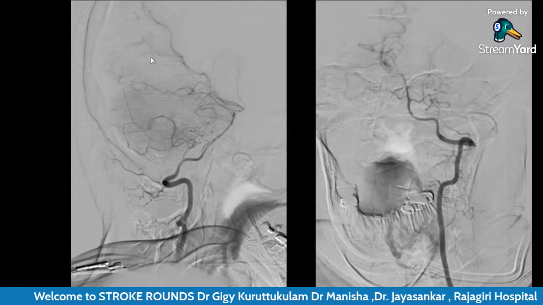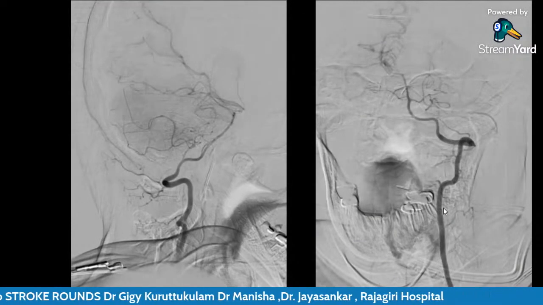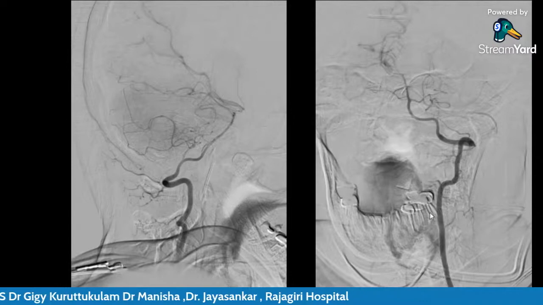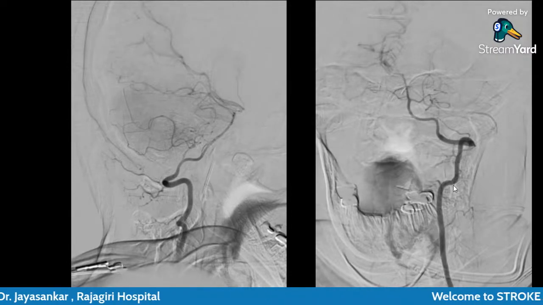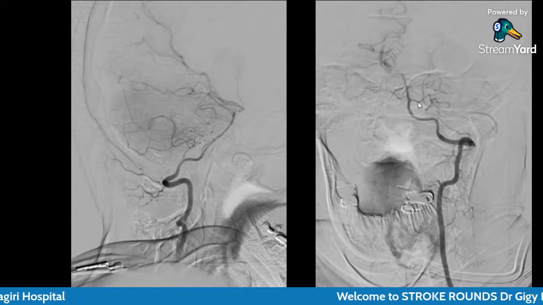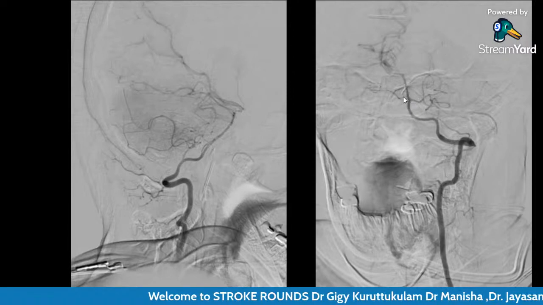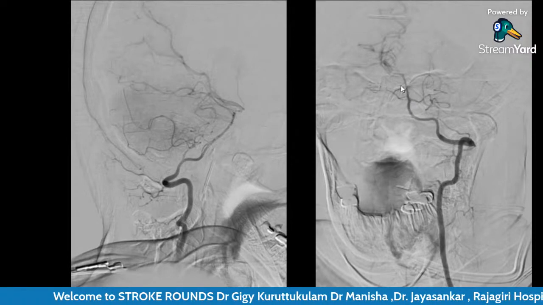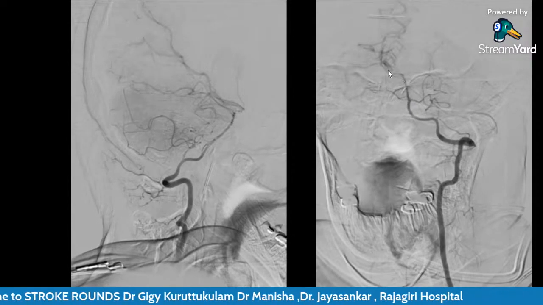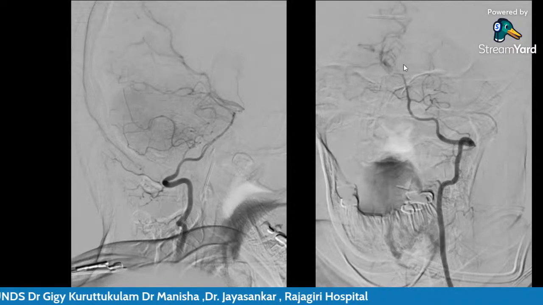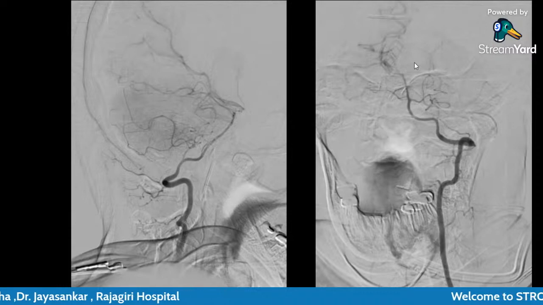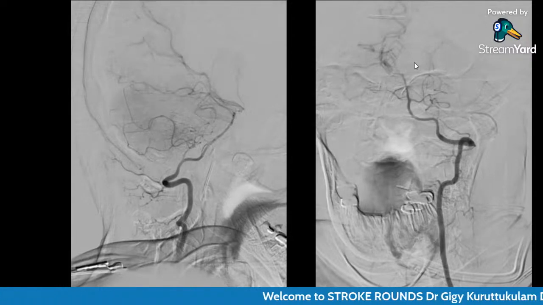This is the vertebral artery injection. The caliber of the vertebral artery is small. You can see the posterior inferior cerebellar artery, the anterior inferior cerebellar artery on the opposite side, the posterior cerebral and the superior cerebellar on this side, and on the opposite side it is absent. This doesn't mean that it is occluded. Probably it is a fetal origin of the posterior cerebral artery, which has to be confirmed by the carotid injection.